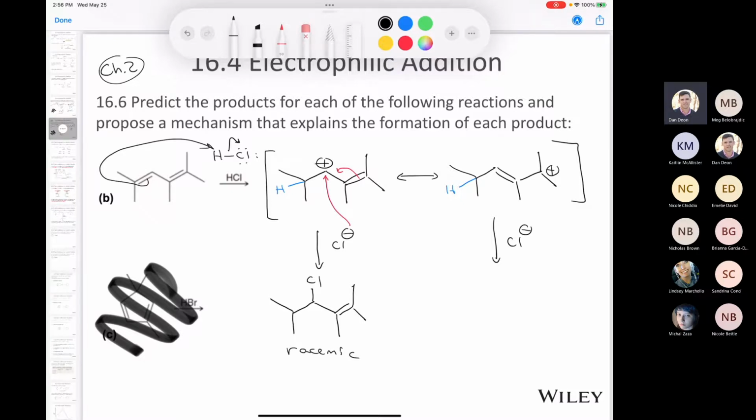And it could also attack here. And of course, this will not give us a racemic mixture because you've got two methyl groups here. So we do not produce a stereocenter in this case. Let's draw the molecule. It's going to look like this. And we're going to have our chlorine out here. And there you have it. So you end up with all four of those products.